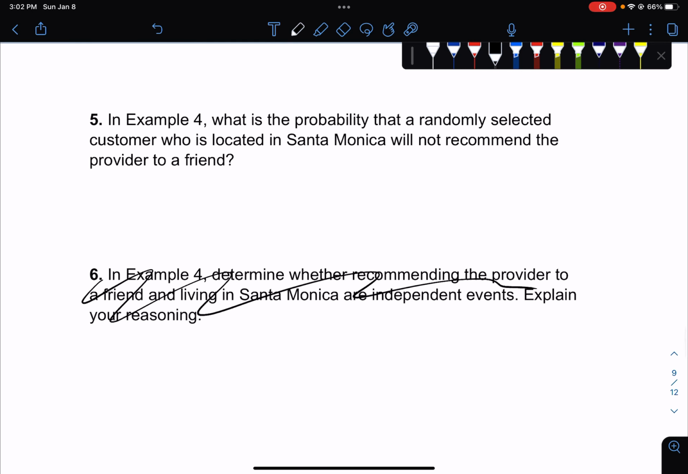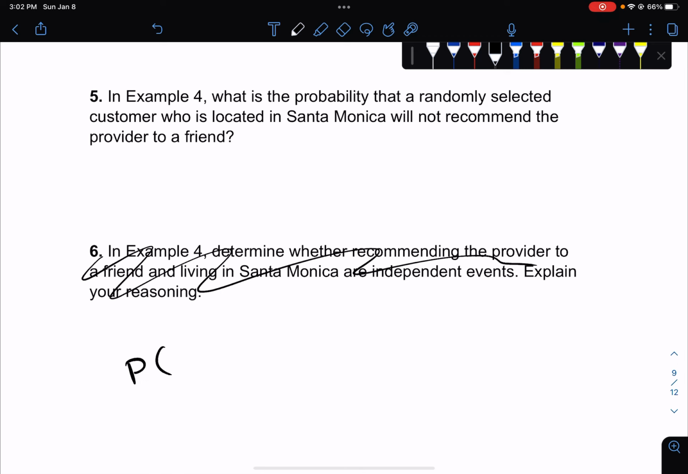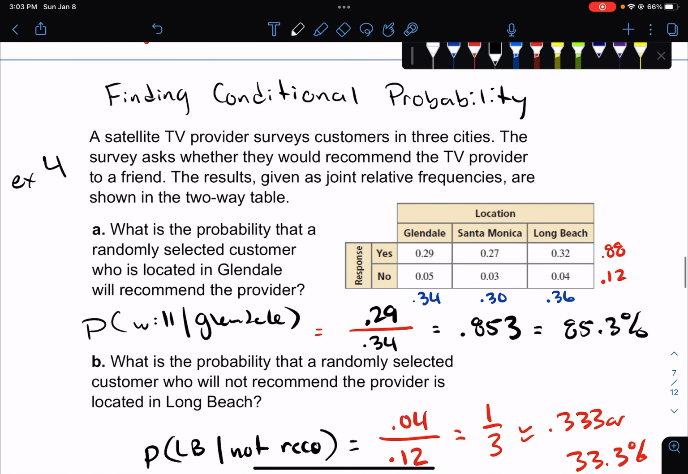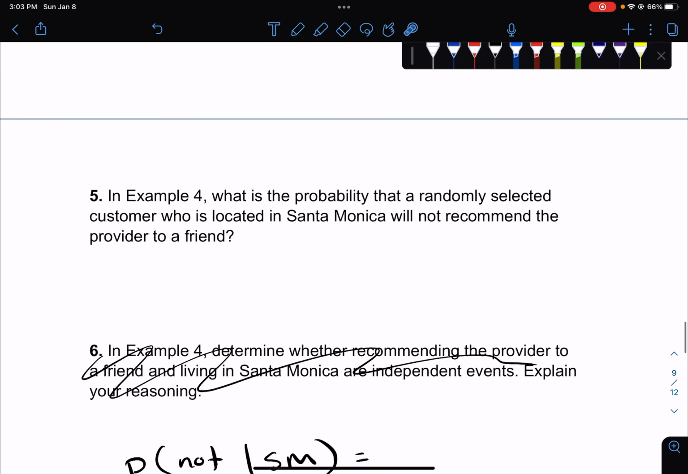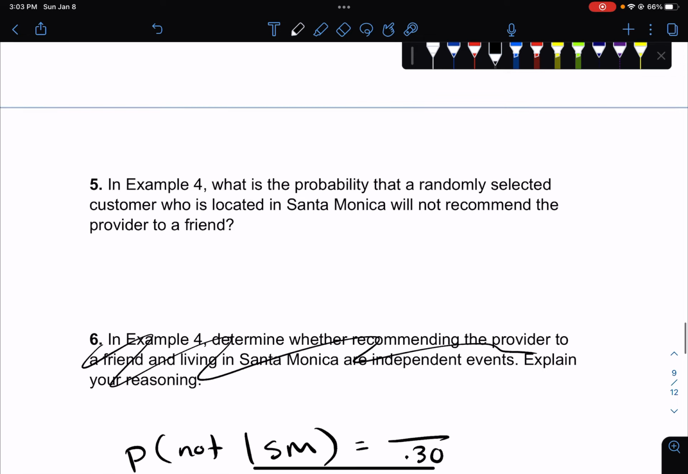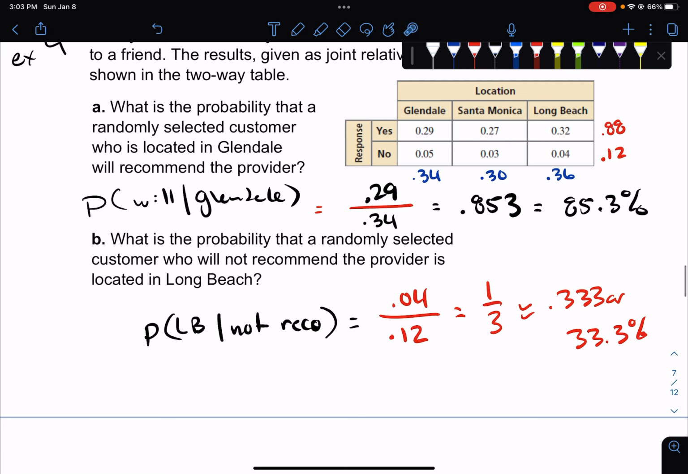In example 4, what's the probability of randomly selecting a customer who is located in Santa Monica? So what's the probability if someone is located in Santa Monica that they will not recommend the provider? So Santa Monica not recommending. When I go up to my table, what percentage are in Santa Monica? That's this right here, 0.30. So I'm looking at 0.30 of all the people. I'm not looking at everyone, just 0.30 of them. And it wants to know how many of them do not recommend.